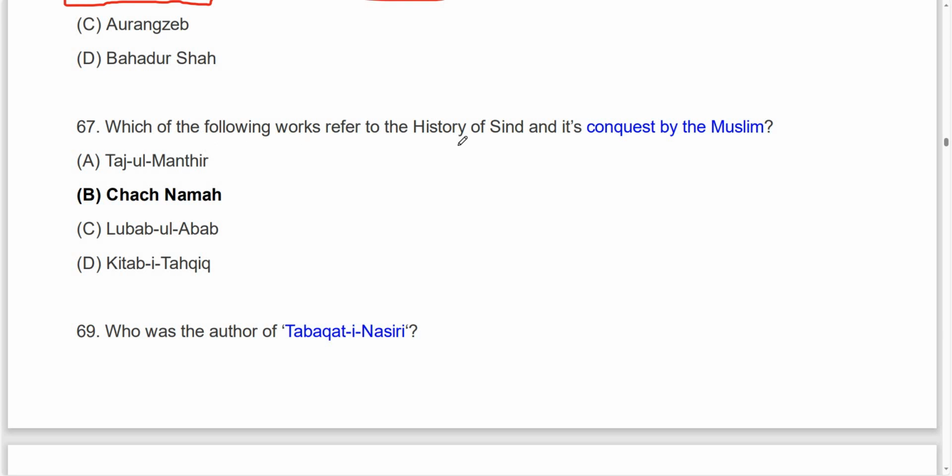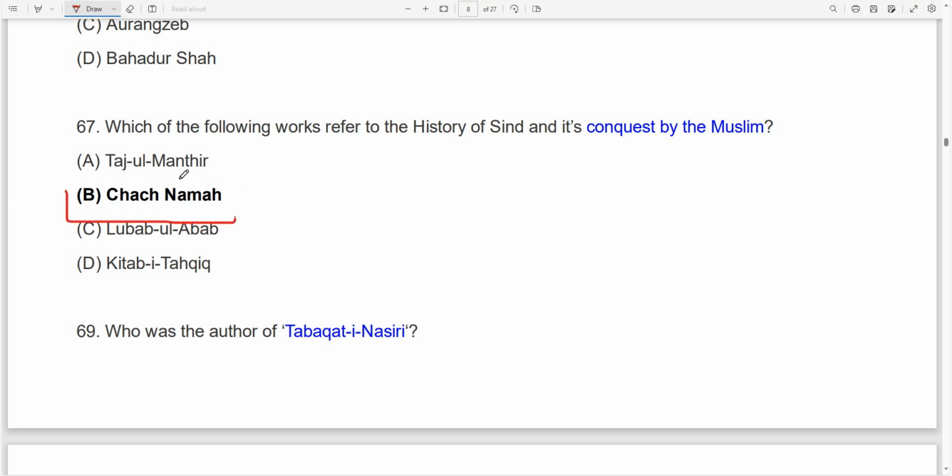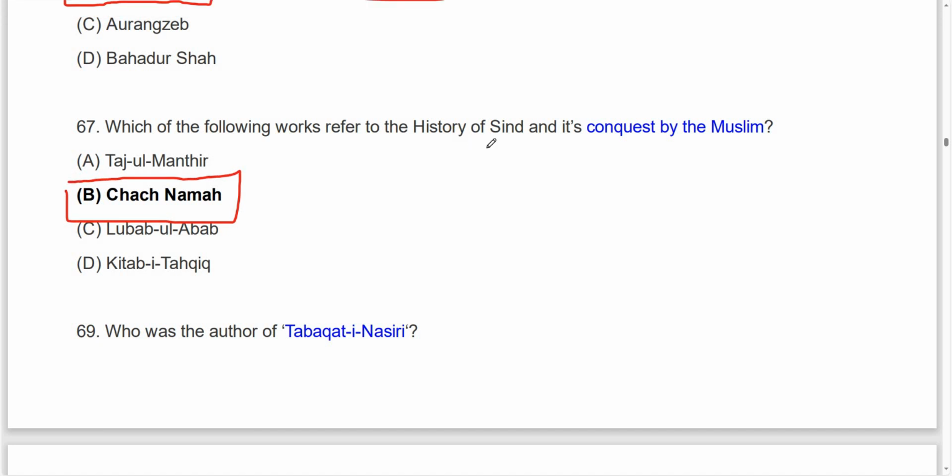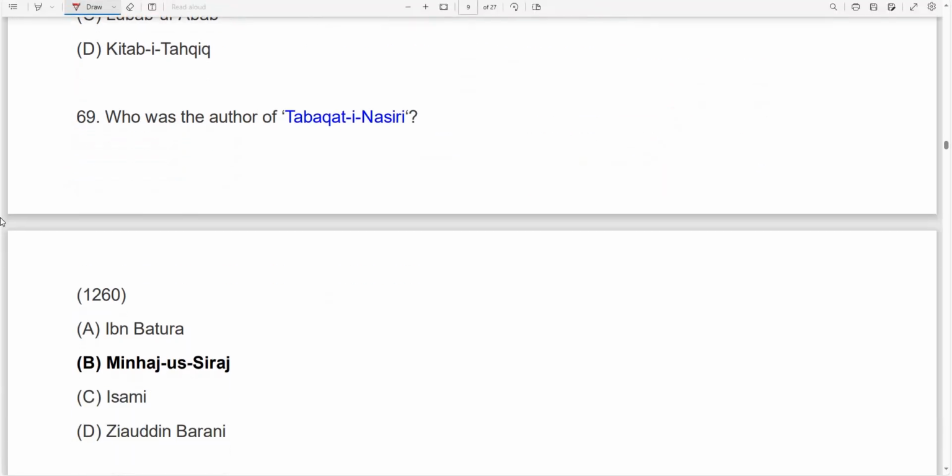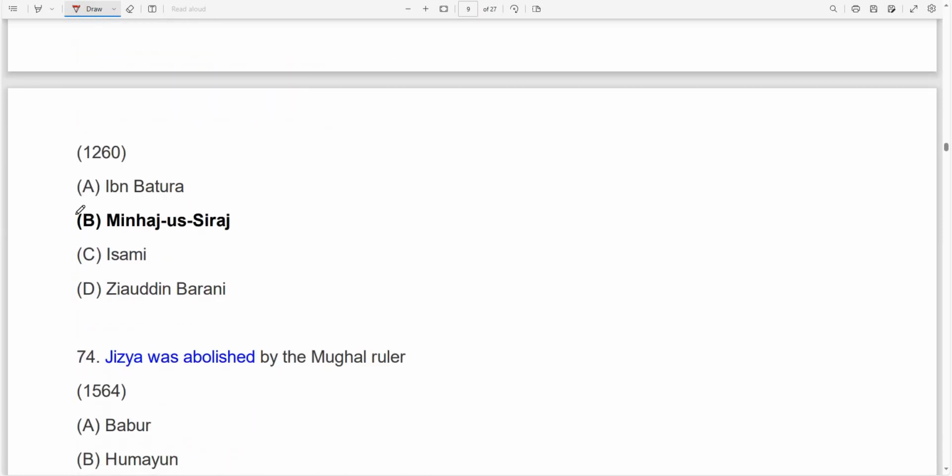Which of the following works refers to the history of Sindh and its conquest by the Muslims? Chachnama. Chachnama is a historical document. It refers to the history of Sindh and its conquest by the Muslims. Chachnama talks about the history of Sindh and the conquest by the Muslims. Moving on.